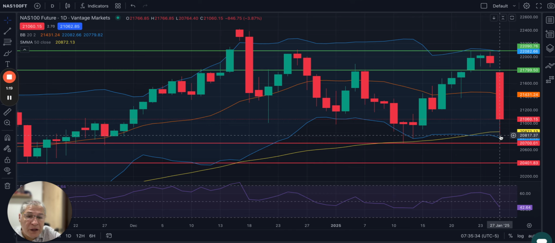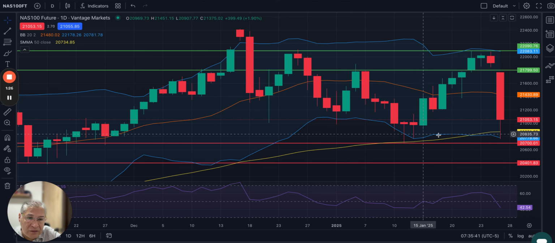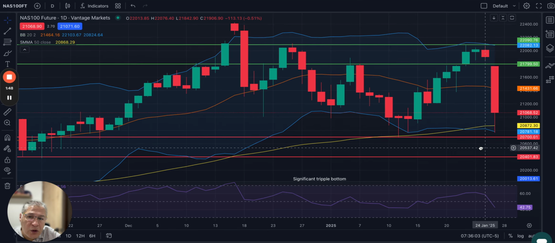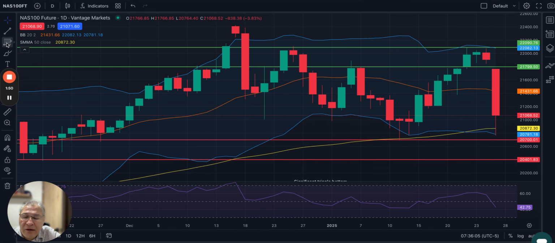So therefore, either this will be absorbed by those supporters, those buyers that were around here, or once the U.S. session opens up, there will most likely be a lot of stops that have been taken out. And when the market opens up in the U.S., will those positions continue to pull the market lower with it?